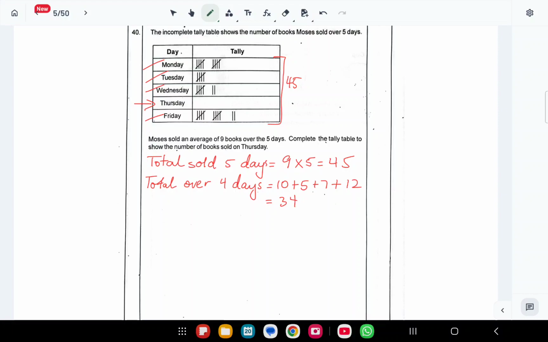So good. Now to calculate the unknown, which is Thursday, it will be the total over the 5 days, which is 45, take away the total over the 4 days that were given, which is 34. And that will leave us with 11. They said to complete the tally table. So 11 is represented by 1, 2, 3, 4, 5, 6, 7, 8, 9, 10, 11. Alright, and that's it for section 3 and test 2.